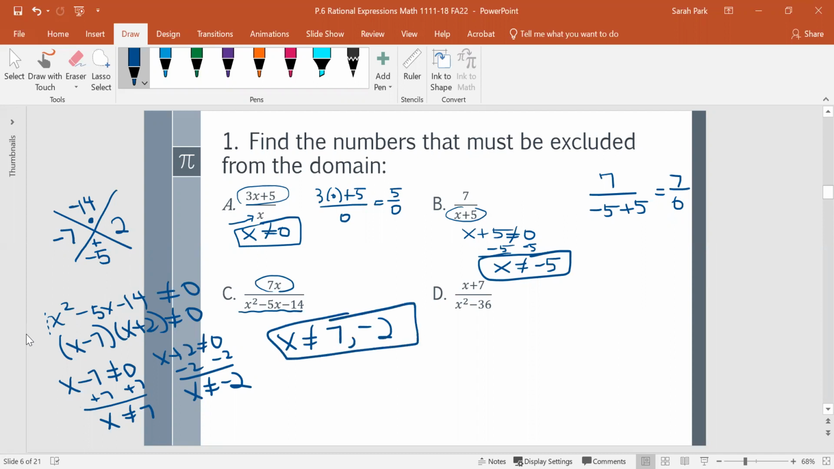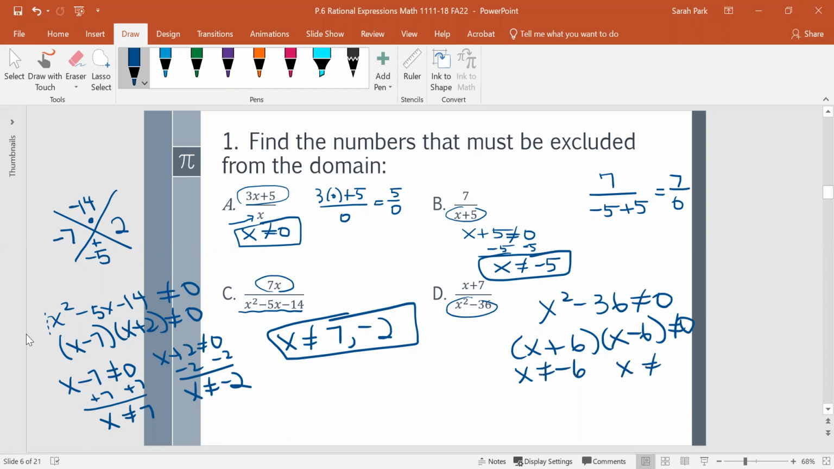Okay, for D, we have x plus 7 over x squared minus 36. We take the denominator and ask what values will give 0 in the bottom, because we need to exclude them. This is a difference of perfect squares, and it factors as x plus 6 times x minus 6 equals 0. Again, if you haven't watched the recording on factoring, or you're still unsure about factoring, go back and watch that recording to make sure you've got factoring down. So x can't be negative 6 and x can't equal 6. The numbers to exclude are negative 6 and 6.